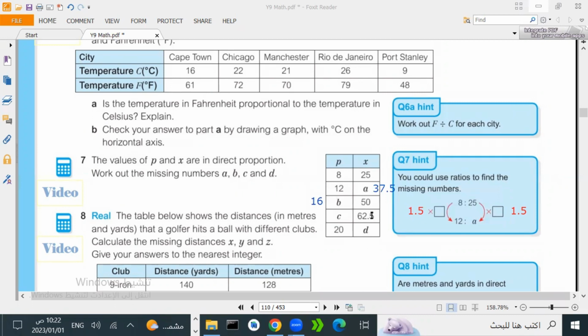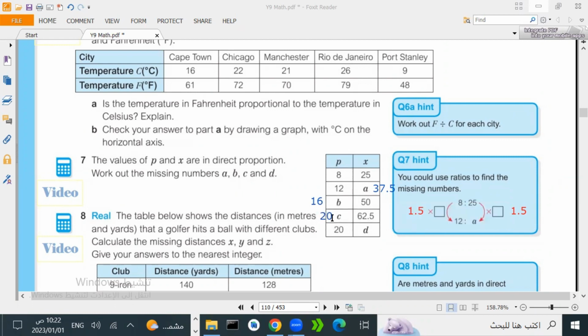Same idea, I'm going to find the constant between these, and then multiply it by 16. So I'm going to say 26.5 divided by 50, and the answer is 1.25. I'm going to multiply it by 16, and I will have 20 here. So C is 20. Okay, I'll write it here.